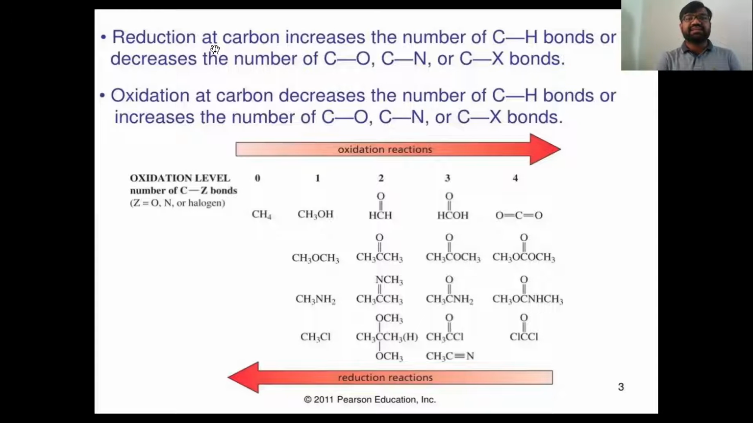They say that reduction at the carbon is basically a decrease in oxidation number, and oxidation of a carbon means a decrease in the number of C-H bonds, but also an increase in oxidation number. So in one shot, reduction is a decrease in oxidation number, and oxidation is basically an increase in oxidation number.